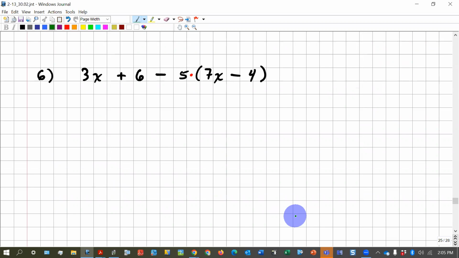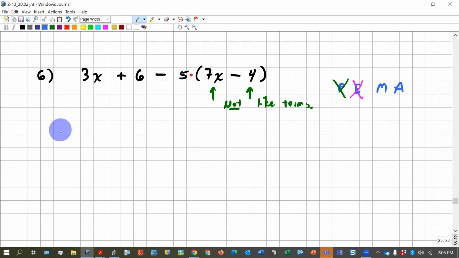This expression is similar, but this time there are some subtractions. The order of operations says we're supposed to work inside parentheses first, but 7x and 4 are not like terms, so we can't subtract them. So there isn't anything we can do inside the parentheses. And we don't have any exponents. But we do have addition and subtraction and multiplication. And we're supposed to multiply before we add.